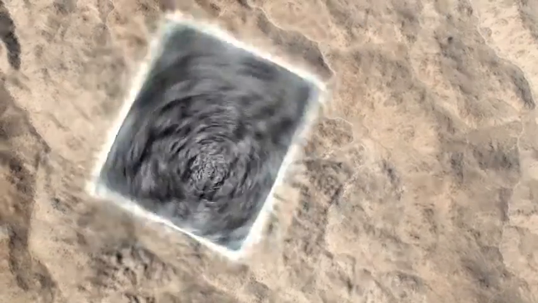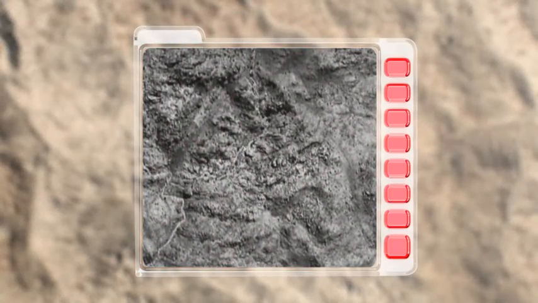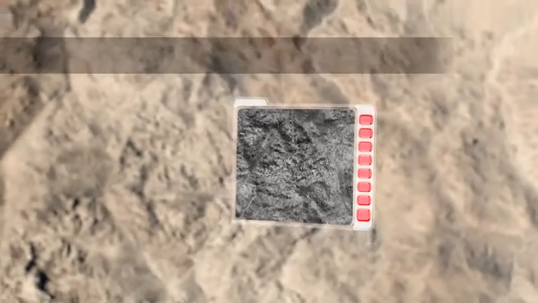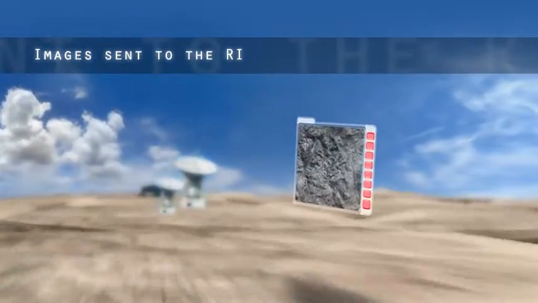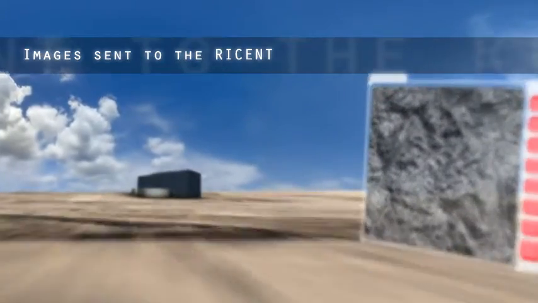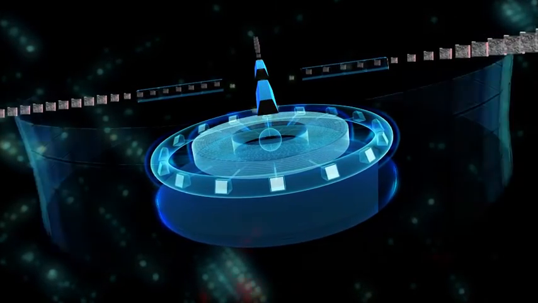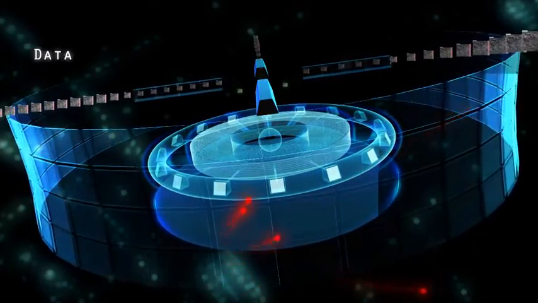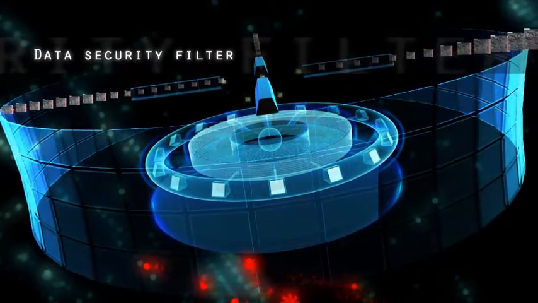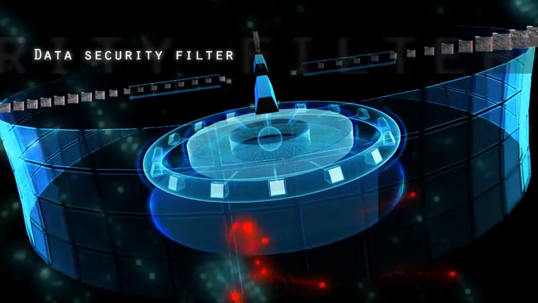Imagery and information from the various sensors are transported to the RECENT using satellite, aerial, and terrestrial communication networks. Once reached the RECENT, the data flows through a security filter, which confirms its authenticity and guards the structure from unknown viruses and threats.